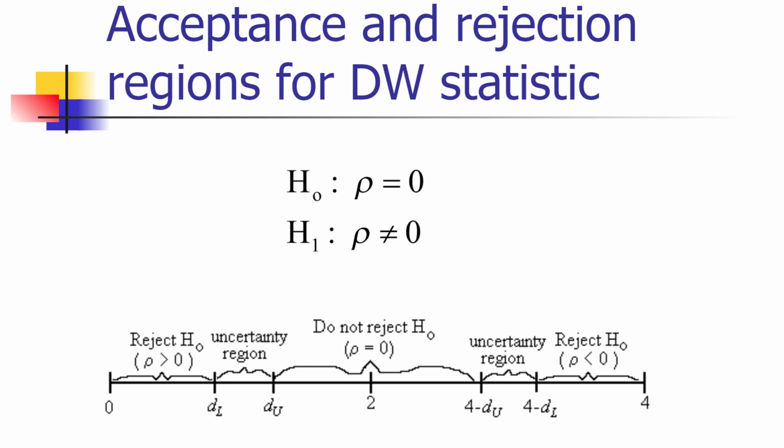In the upper tail, we get the same type of thing, except we take 4 minus the upper and lower bounds, and that determines the uncertainty region. If we fall below 4 minus the upper bound for the Durbin-Watson statistic, we don't reject the null hypothesis. We definitely reject it if it's above 4 minus the lower bound of the Durbin-Watson statistic. If it falls between 4 minus the upper and 4 minus the lower bounds for that, again, the safest practice is to assume that you have found autocorrelation.